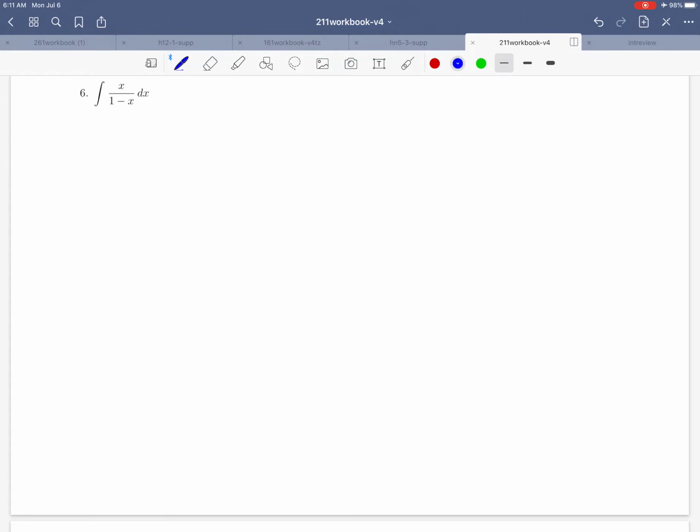Hello everybody, and welcome to exercise 6 on page 7 of the workbook. This exercise would like us to find an antiderivative for x over 1 minus x dx.